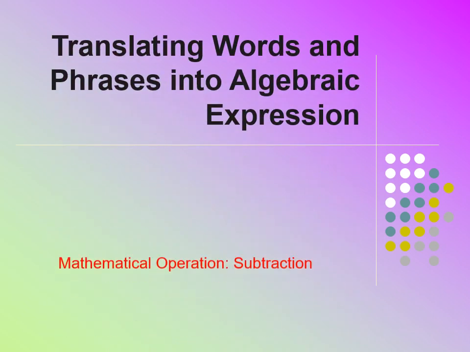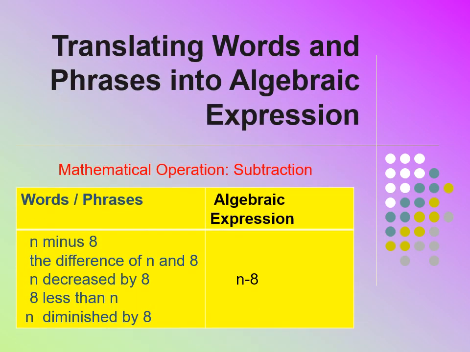Here is a sample where the subtraction or minus sign is used in constructing an algebraic expression from given phrases. We have n minus 8, the difference of n and 8. So on the right side we have n minus 8. On the left side, we have the raw words and phrases: n decreased by 8, 8 less than n, and n diminished by 8.